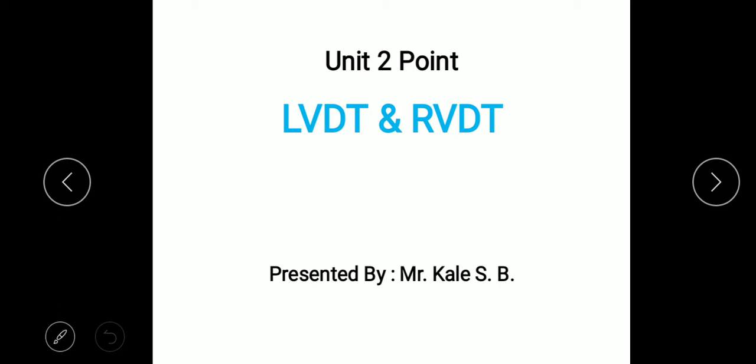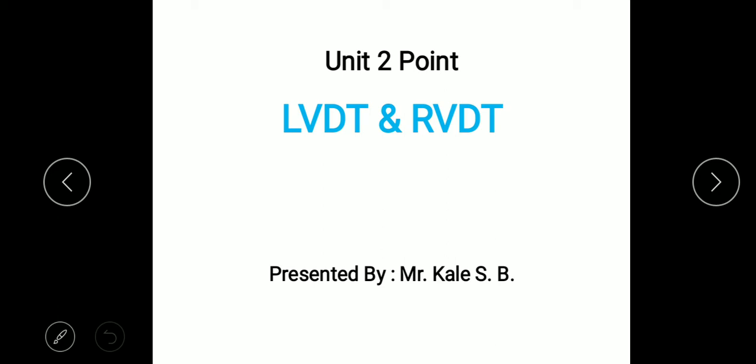Now when we hear the word LVDT and RVDT, then first of all the long form of this word comes in our mind. So LVDT means L means linear, V means variable, D means differential, and T means transformer. Linear variable differential transformer. And RVDT means, instead of the linear, R means rotary variable differential transformer. You can use the transducer word instead of the transformer also. Means we can say the linear variable differential transducer.